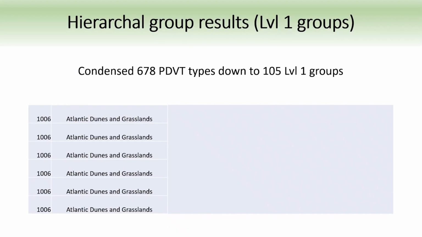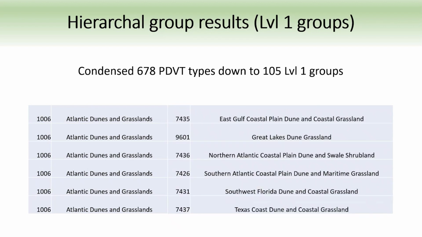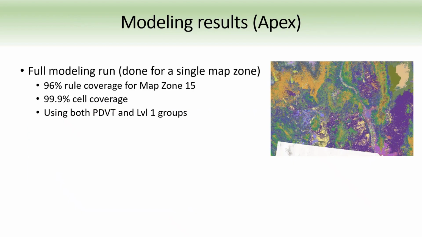And so what this did was condense our 678 PDVT types down into 105 level 1 groups. And this is just an example: Atlantic dunes and grasslands has something like 6 of them that got subsumed into this group. And based on some of the preliminary modeling results, and again, you can ask difficult questions about this and I will make Sky answer them.